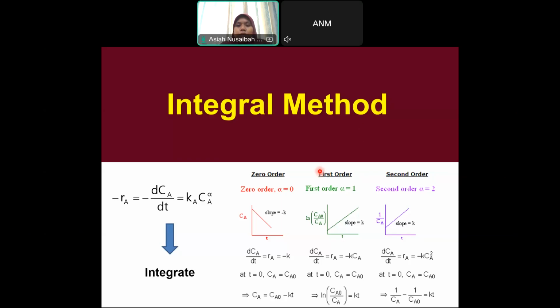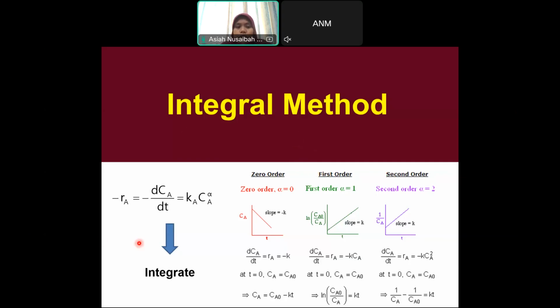So today we are going to continue with the second method for chapter 5 under the course Chemical Reaction Engineering. For chapter 5, collection and analysis of rate data, the second method is called the integral method.